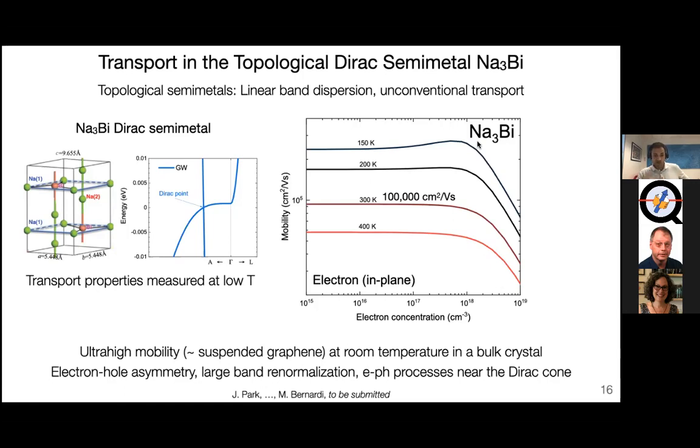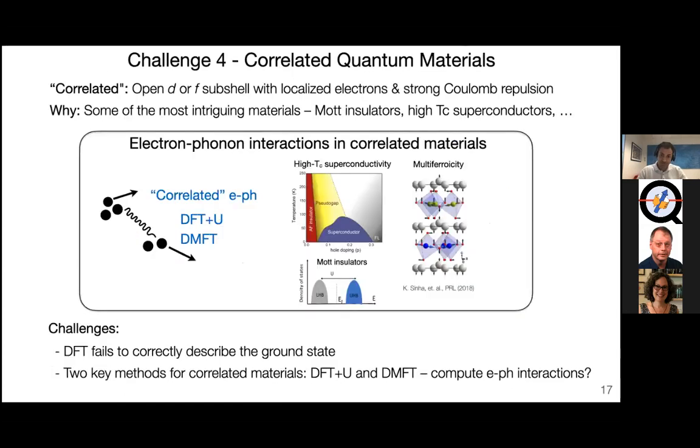The other thing that's very interesting that mainly comes from this large band renormalization is that there is a strong asymmetry between the electron and hole transport, which is obviously different from graphene, where there is this electron hole symmetry. In particular, in sodium bismuthate, we predicted for holes, the mobility is going to be an order of magnitude smaller than for electrons. And so this is to show you now that these calculations are starting to be able to tackle these more complex topological quantum materials.